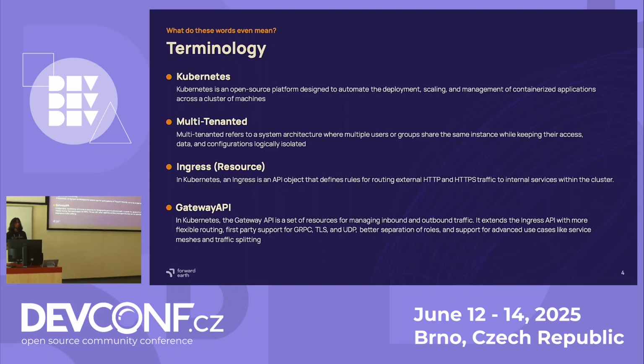More important though is multi-tenanted. What does multi-tenanted mean in general and what does it mean in this context? Multi-tenanted refers to a system architecture where you have multiple users. They share the same resources, they share the same infrastructure, but they access their data. Their configuration should be logically isolated and distinct. Tenant A shouldn't be able to access tenant B's data.